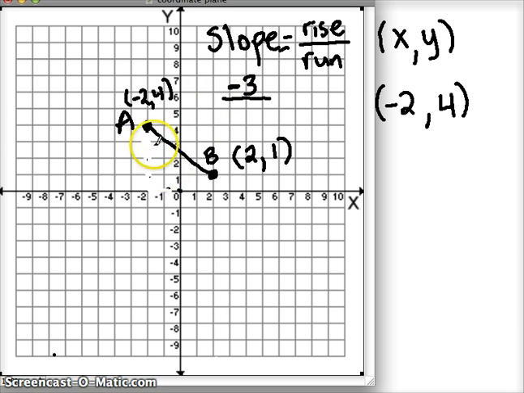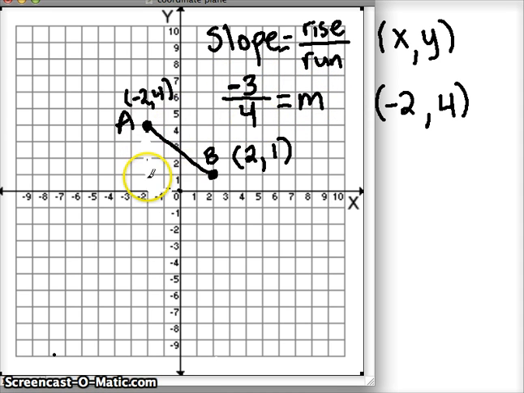And how much does it go over from here? Well, right here, 1, 2, 3, 4. It runs 4, or it goes to the right 4 units. And when I'm talking about a slope, I usually refer to the letter m. And this is the letter that means slope. In our equations later, we'll see m. And we need to know that m is representing the slope of a line.